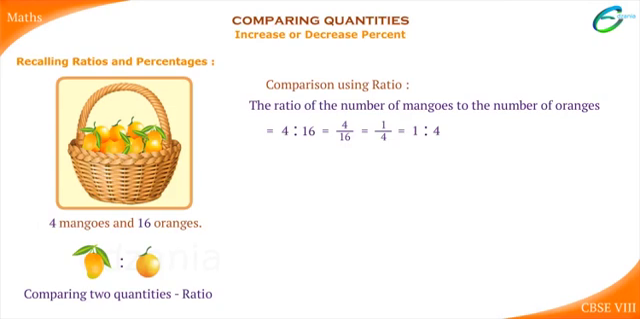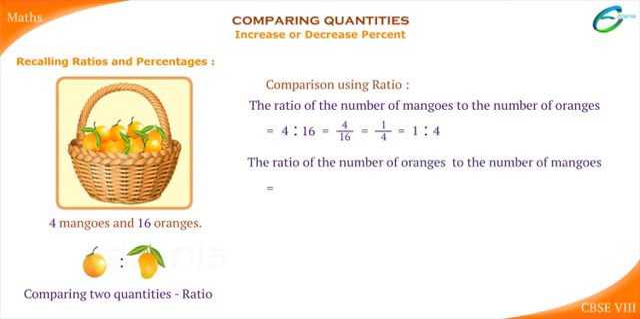We can also write it in another way. That is, the ratio of number of oranges to the number of mangoes is equal to 16:4 or 16/4. That is 4/1, which means the number of oranges are 4 times the number of mangoes.